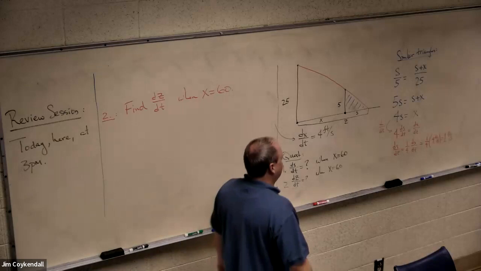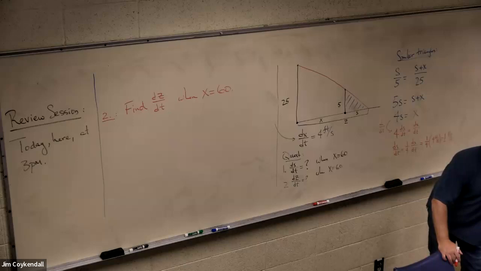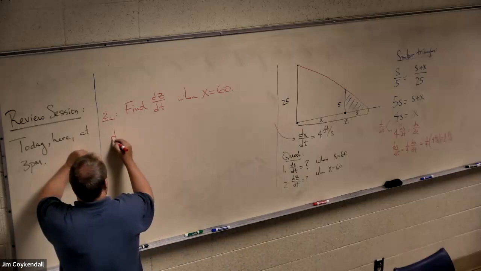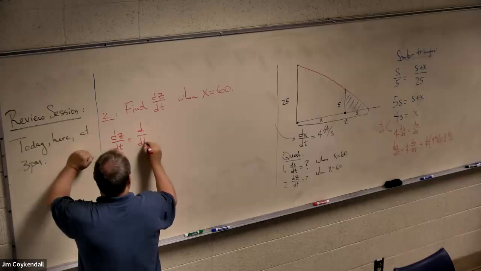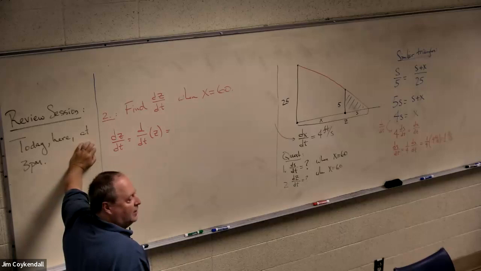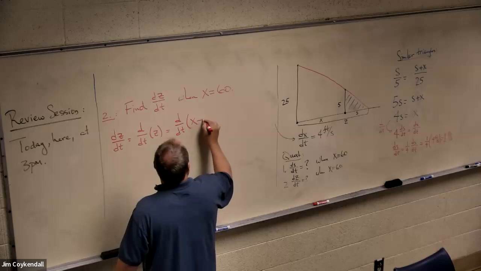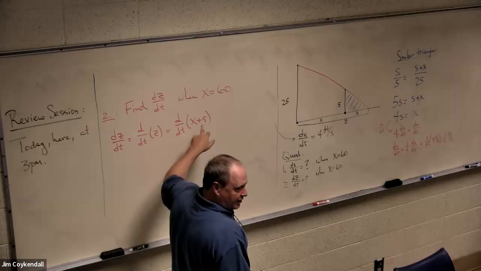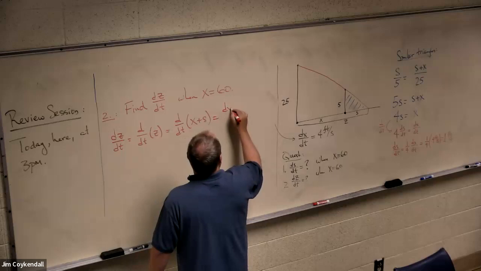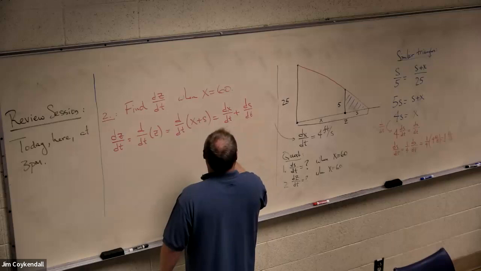Okay, how do we find Z? What is Z? I just wrote Z on there to make clear what the question was being asked. What is Z actually? It's X plus S. And the derivative is linear in the sense that the derivative of this plus this is the derivative of this plus the derivative of this. This is dx/dt, ds/dt. What is dx/dt? It's 4 feet per second.